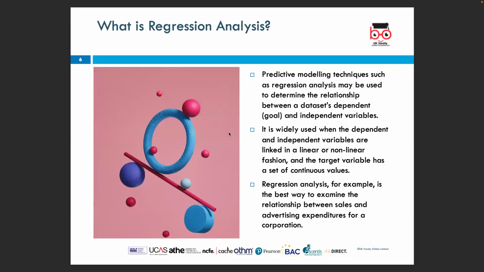What is regression analysis? So we have an image here. Predictive modeling techniques such as regression analysis may be used to determine the relationship between a dataset's dependent or goal variable and independent variable. So we determine the relationship between a dataset and the independent variable. Also, it is widely used when the dependent and independent variables are linked in a linear or non-linear fashion, and the target variable has a set of continuous values.